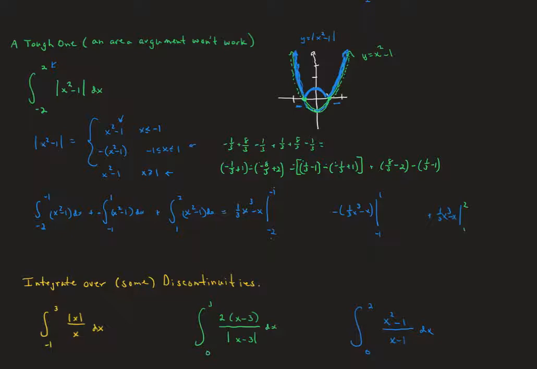So let's see. We can let that -1/3 and that +1/3 cancel. And we've got 8 plus 8 is 16. Minus 2 looks to me like 14/3 from that part.